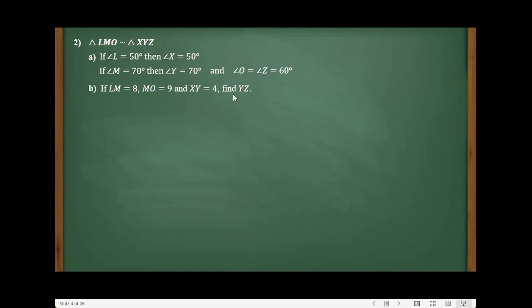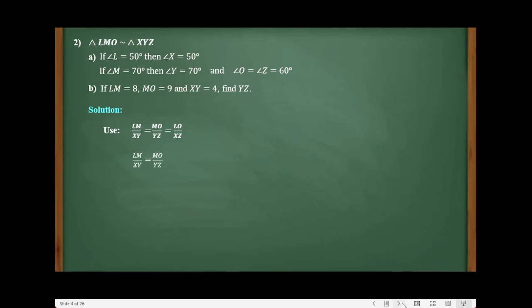Next, for letter B, suppose LM is 8 centimeters or 8 units, MO is 9, and XY is 4. How do we get the length of segment YZ? So this is how we find the length of YZ. We form the proportionality of their corresponding sides. So, we have LM over XY is equal to MO over YZ, which is also equal to LO over XZ.